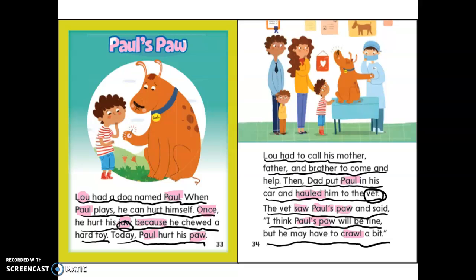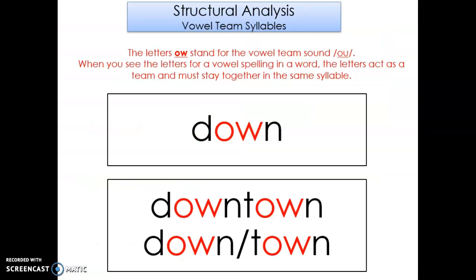So he hurt his paw, but the vet thinks that it's going to be okay. All right. So our letters OW stand for the vowel team that says ow. When you see these letters together, the letters act as a team. So they must be said together. So we have O, which says ah, and W, which says w. But if we put them together, instead of saying aw, they say ow. So they work as a team.